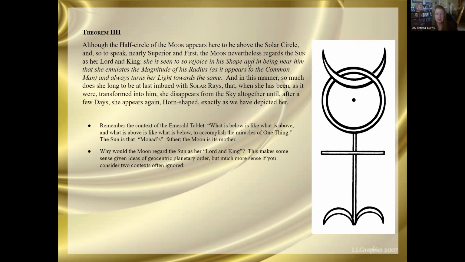So this moon is a she because she's the mother. The sun, her lord and king, is the father, and they are animated. Well, first of all, in Plato's Timaeus, all living things are animated. It's an animated universe. And she is seen to so rejoice in his shape and in being near him that she emulates the magnitude of his radius. Well, if you continued this circle around, it would seem that this radius of the sun would be the same as this radius of the moon, as it appears to the common man. We might better substitute uneducated man here.